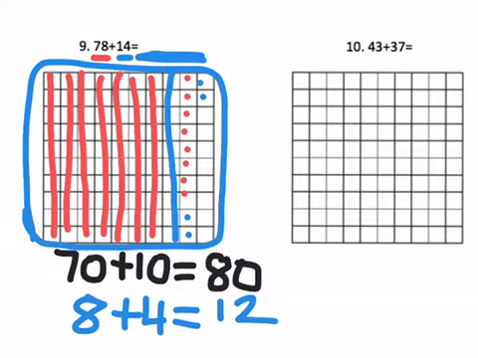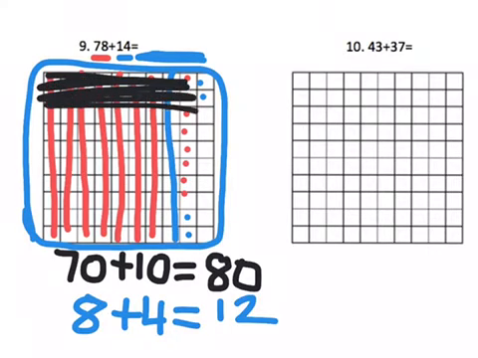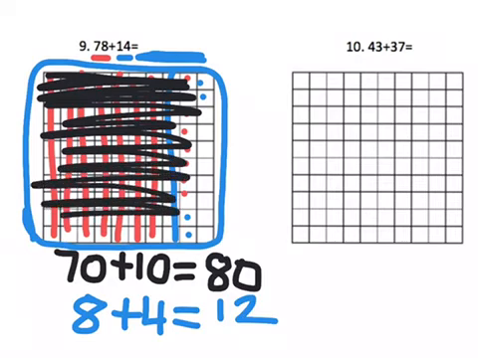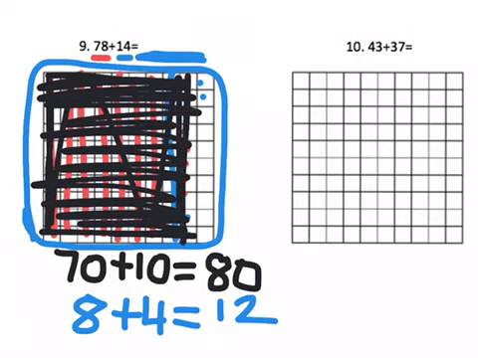So if I go back and I look at how many total I've colored in, I can just think about this as 9 tens and how many singles? 2 singles. All right, let's look at number 10. Same thing. You might want to do this one a little bit differently, right? Because there's always more than one way to do it.